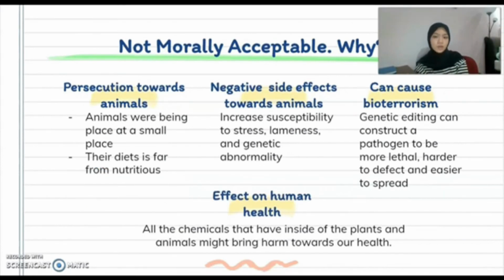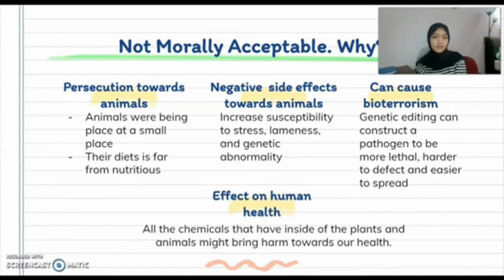But however, there are also people who think that genetic engineering is not morally acceptable because firstly, it is a persecution towards animal. It is because haiwan-haiwan yang akan dilakukan genetic engineering towards them ni, people will put them into a small place and then their makanan pun is far from nutritious. So jadi diorang fikir like this action is not morally acceptable because it is a penganiayaan towards the animal.